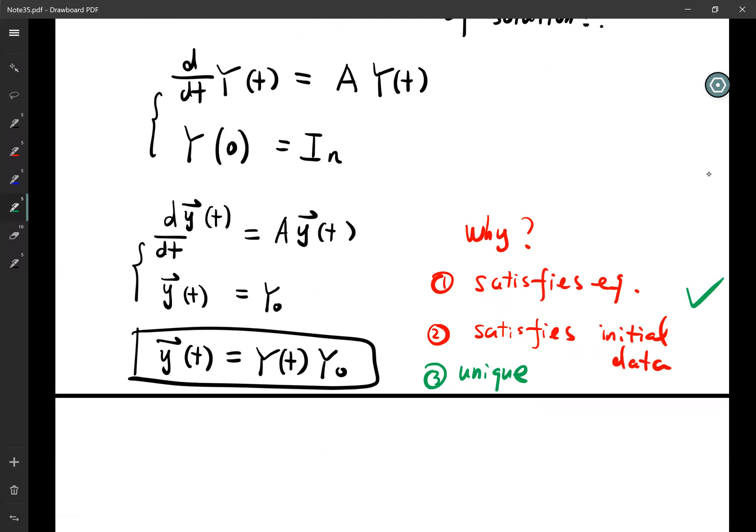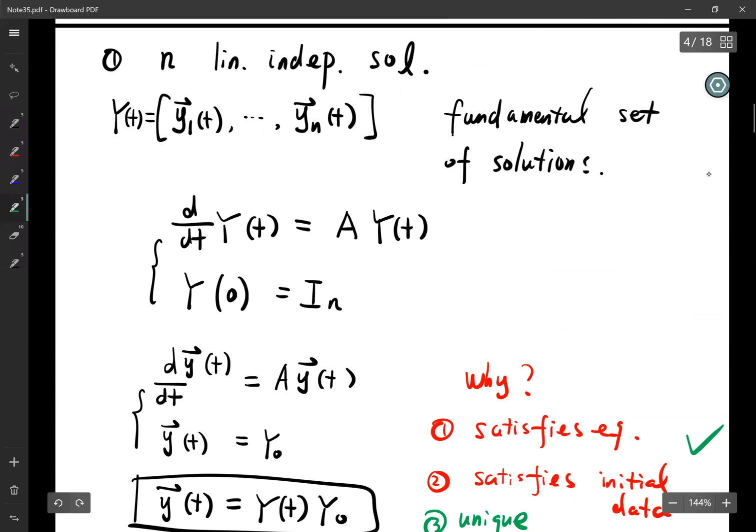Any question? Just quick clarification, the capitalized Y(t) is the fundamental set of solutions? Yeah, capital Y(t) is this. It's a matrix. And how do we get that? You solve it. You just solve it for n times.